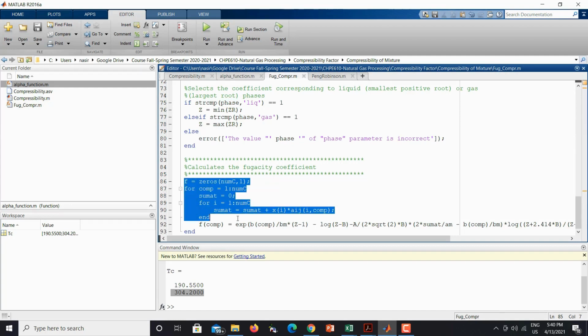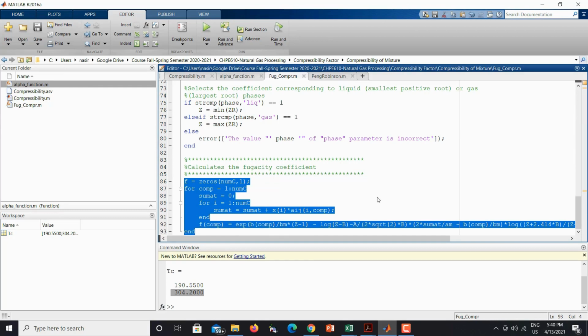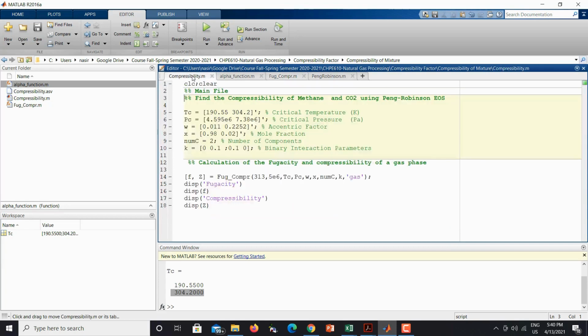After you finish compressibility, again we need to find out the fugacity, but this time for the mixture. So this whole information is basically used to find out the fugacity for the mixture. If you go to the compressibility file, which is the main file, you can see here I put this function, and I am adding the temperature, the pressure, the critical temperature, the critical pressure, which were already added before, the acentric factor, the composition, the number of components, the binary interaction parameter, and the phase that I'm going to find out.